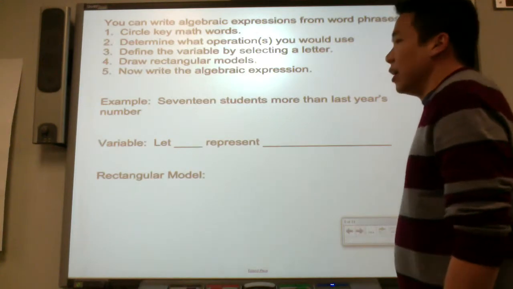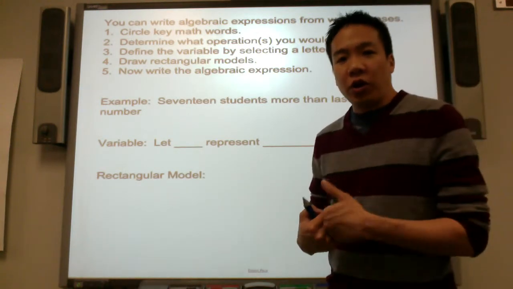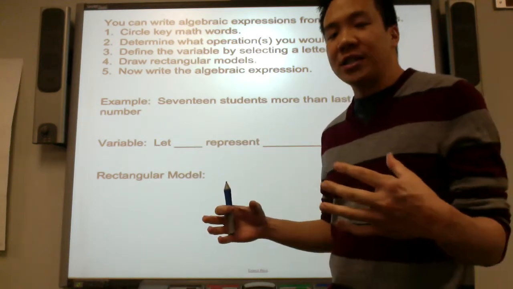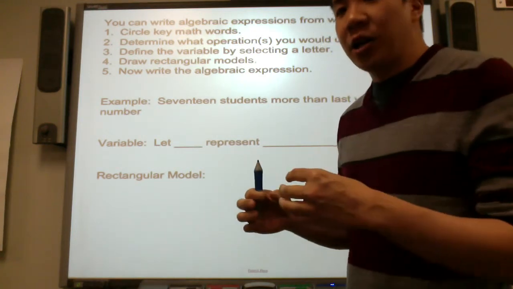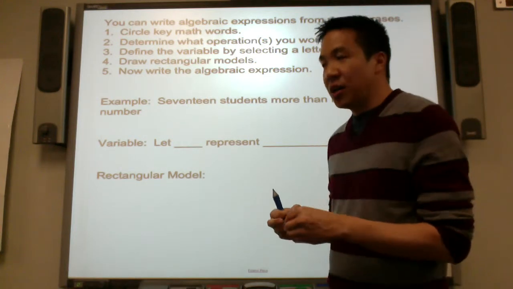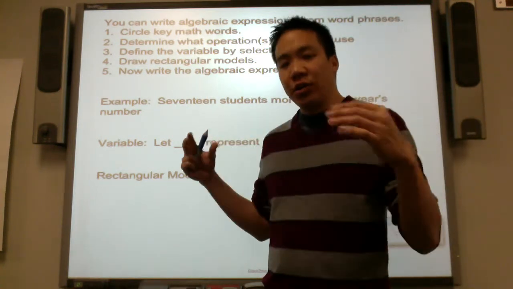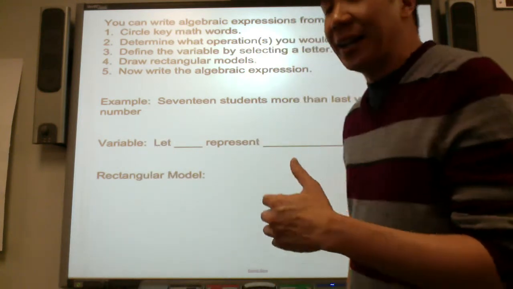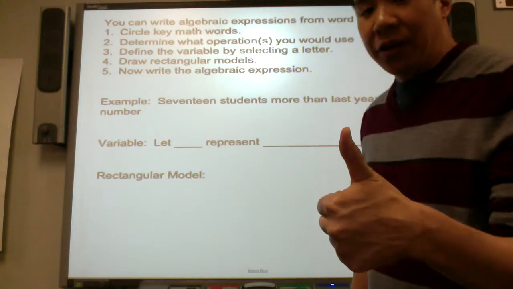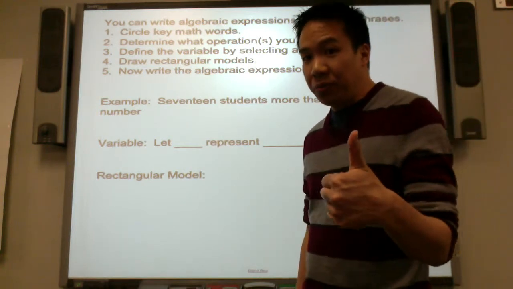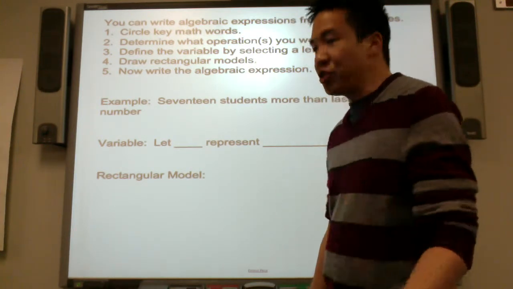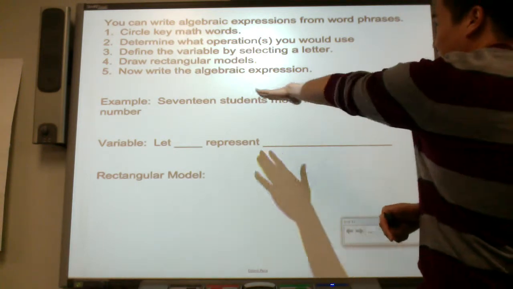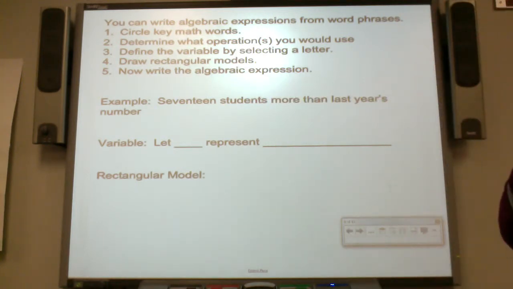So now let's work on writing algebraic expressions. We're going to teach it through modeling, a rectangular model, and then from that we can create the algebraic expression. Some students can skip the sketching of the rectangular model and go straight into writing the algebraic expression with a letter or variable or symbol, with a number, and with an operation. So you can write algebraic expressions from word phrases. Here's a word phrase: 17 students more than last year's number.